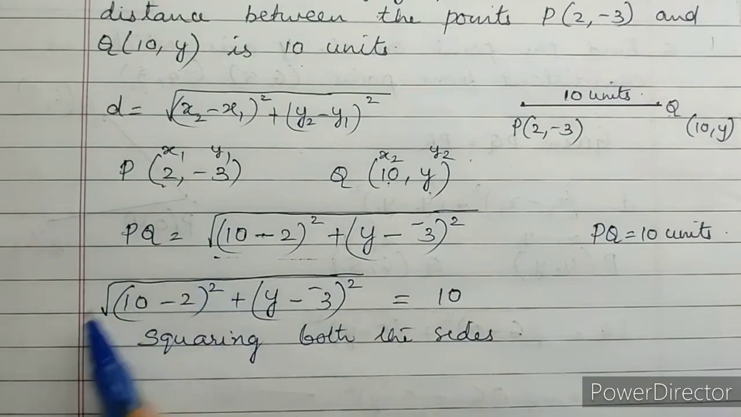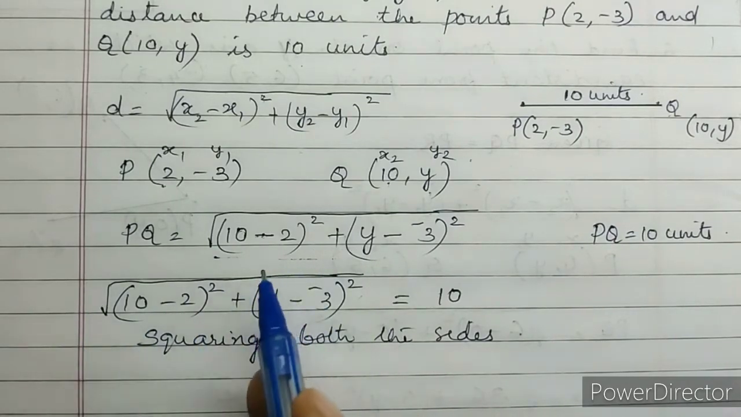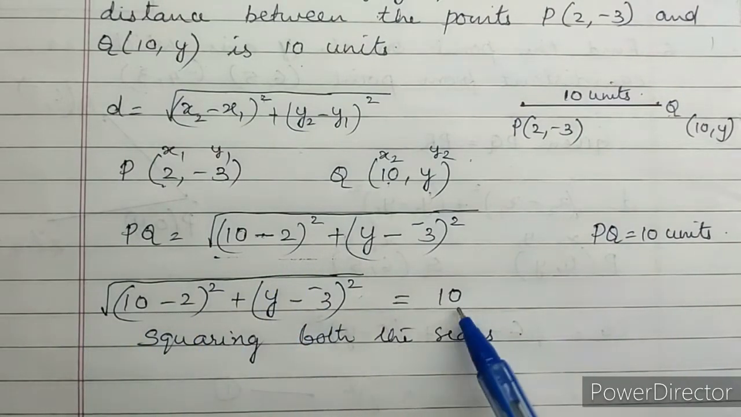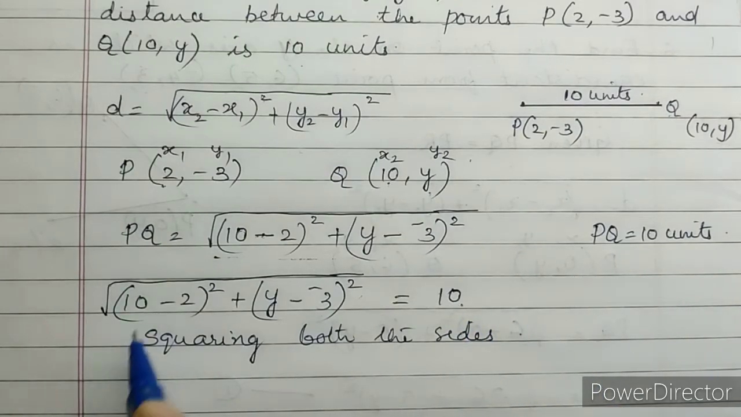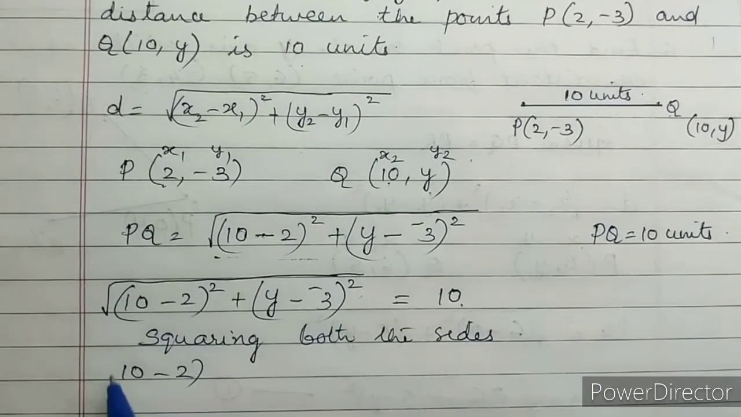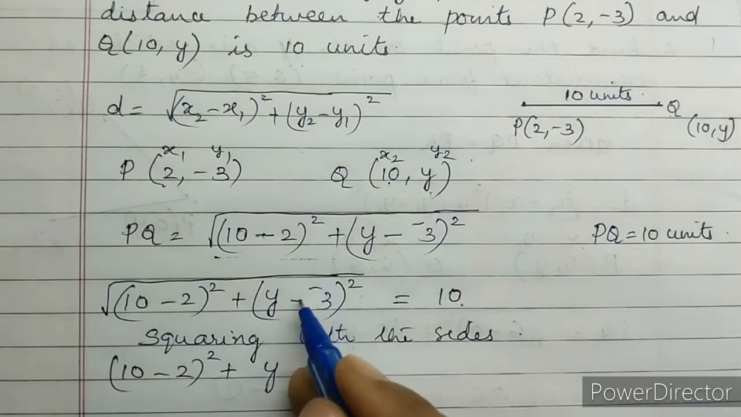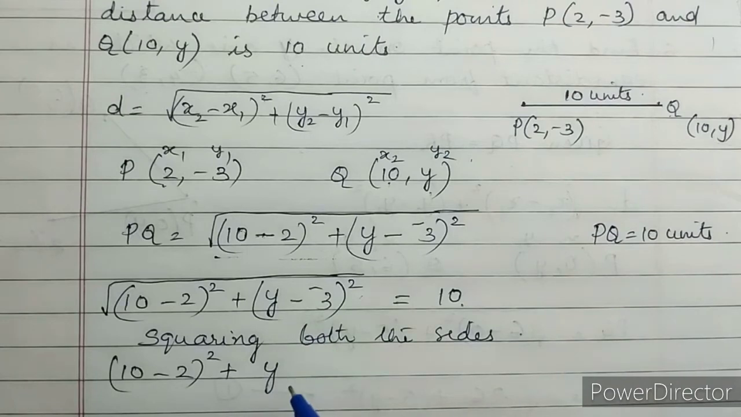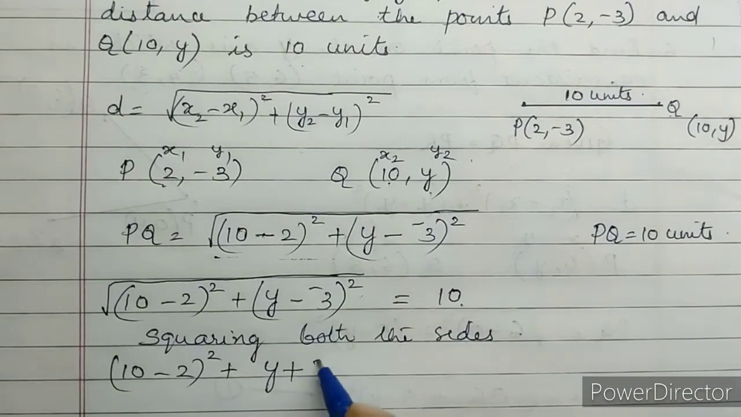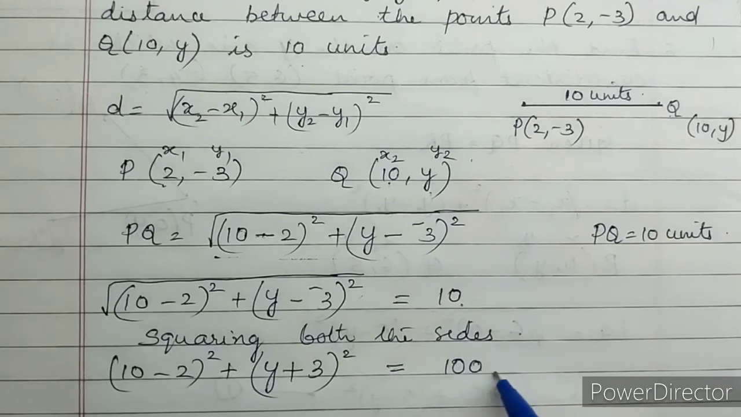So squaring means this will get cancelled 2 times. When you multiply, the square root symbol will get eliminated and 10 will become 100. You have to square it. So 10 minus 2 the whole square plus y, this you can write negative and negative, both symbols come, means you can change it to positive. So y plus 3 you can write, y plus 3 the whole square equals 100.